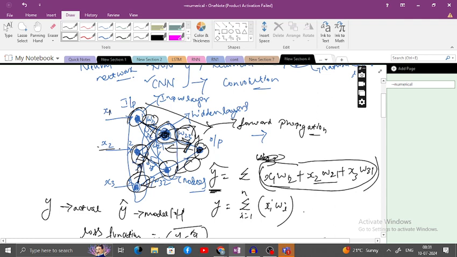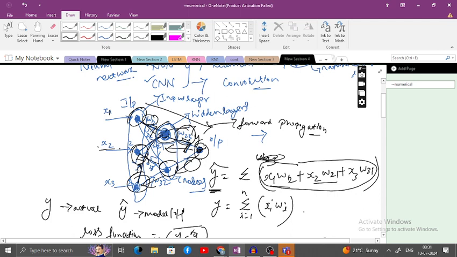To complete this in one epoch, almost all weights get updated, meaning one cycle. So in one epoch the weights get updated.